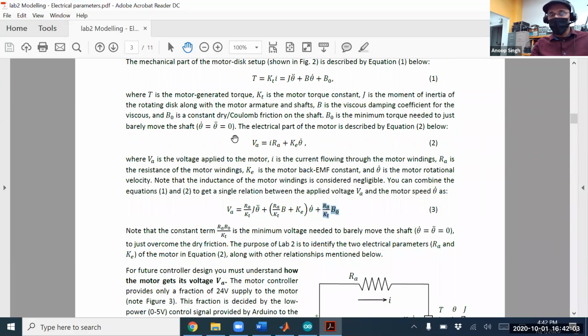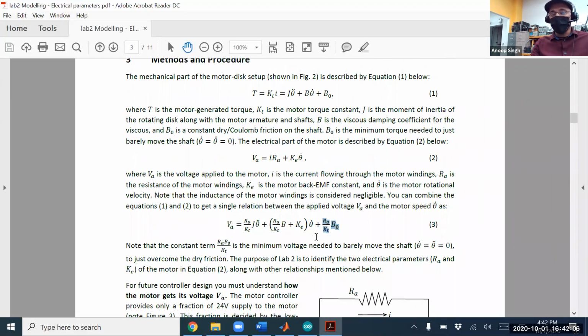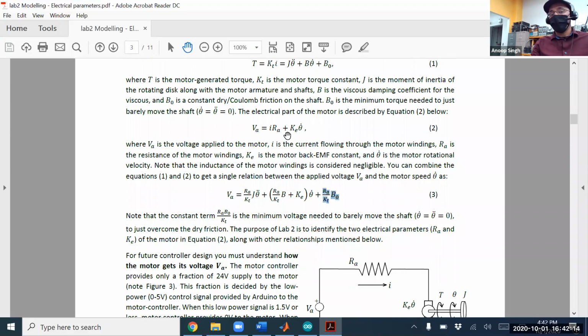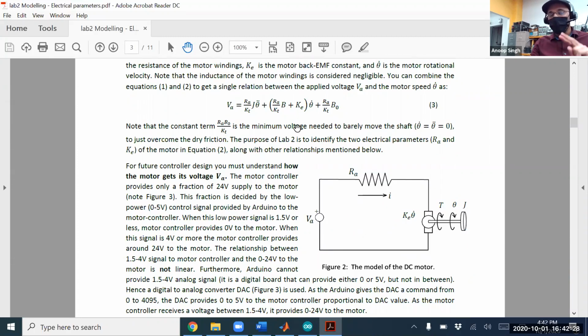In this differential equation, last time we were able to measure all the mechanical parameters like B naught over J, B over J, and KT over J. Today, we shall try to measure the electrical parameters. The electrical parameters are RA, the resistance of the motor, and KE, the back EMF constant of the motor. Those are the two, so there will be two experiments measuring these things. But besides these two, there are two more experiments, so in total we'll be doing 4 experiments.